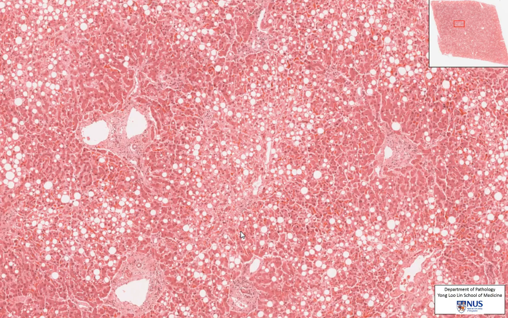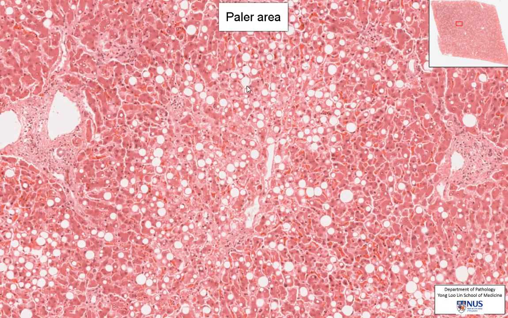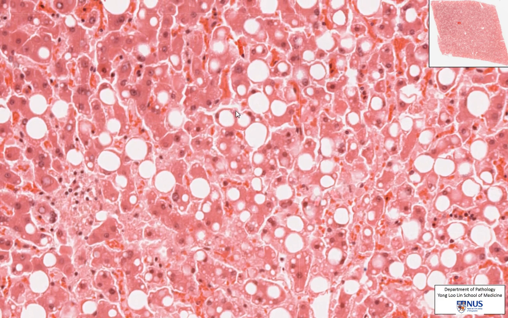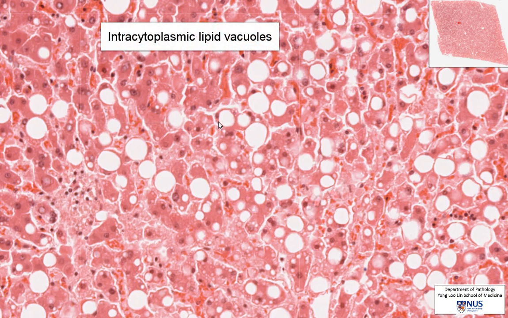So just adjacent to this, for example, over here, there is a pale area. And the reason why it is pale is because there are many of these empty appearing rounded holes. Now these holes actually used to contain lipid, and they are located within individual hepatocytes. For example, you can see here that this specific hepatocyte is expanded by this rounded lipid vacuole.